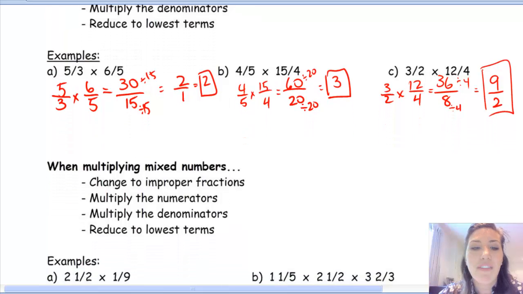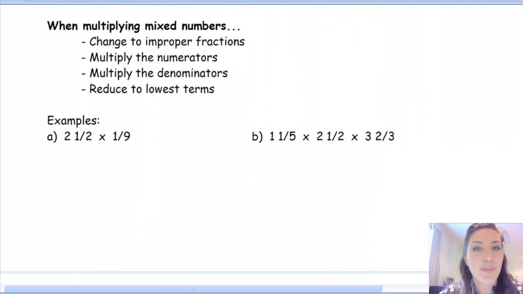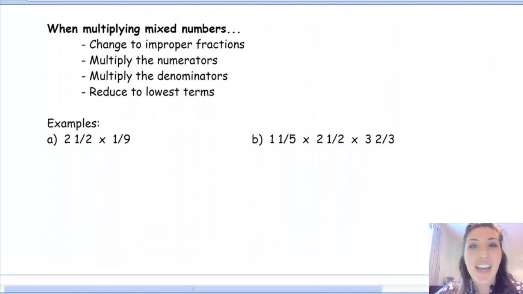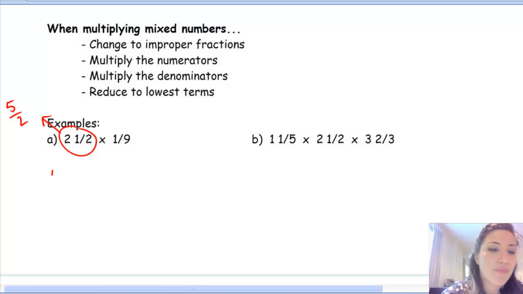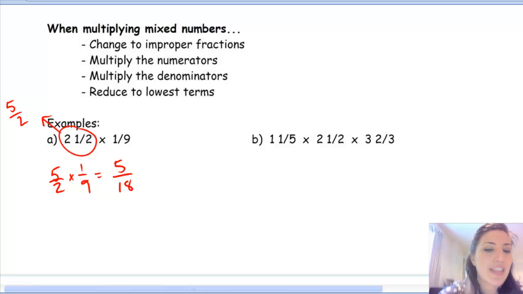But what if we have a mixed number? When we multiply our mixed numbers, the first thing that we want to do is change it to an improper fraction. Then we can multiply our numerators, our denominators, and then reduce like normal. So the first thing, this is a mixed number. 2 times 2 is 4, plus 1 is 5 over 2. 5 over 2 times 1 over 9. 5 times 1 is 5. 2 times 9 is 18. Can we reduce that any further? Nope. So that is our answer.